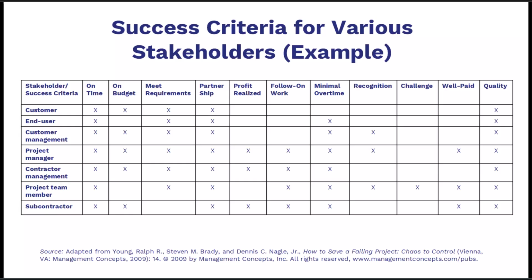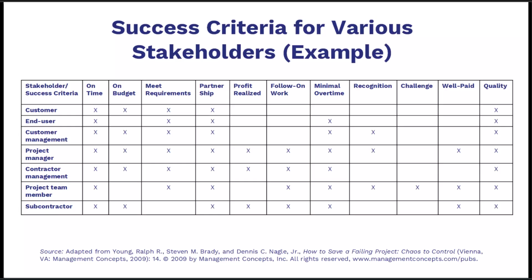In this slide, we can see a table with the success criteria for various stakeholders. This example shows that success looks different by role. Customers and customer management emphasize on-time, on-budget delivery that meets requirements, builds partnership, and realizes profit or follow-on work. End users care about meeting requirements and quality, plus timely, usable outcomes.